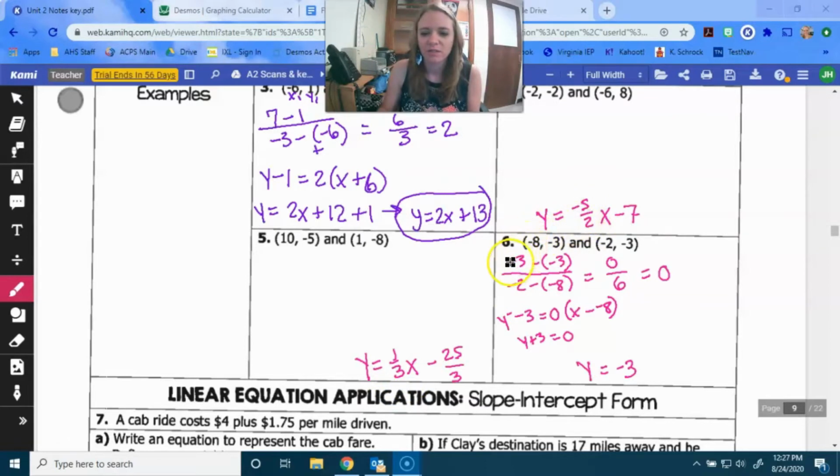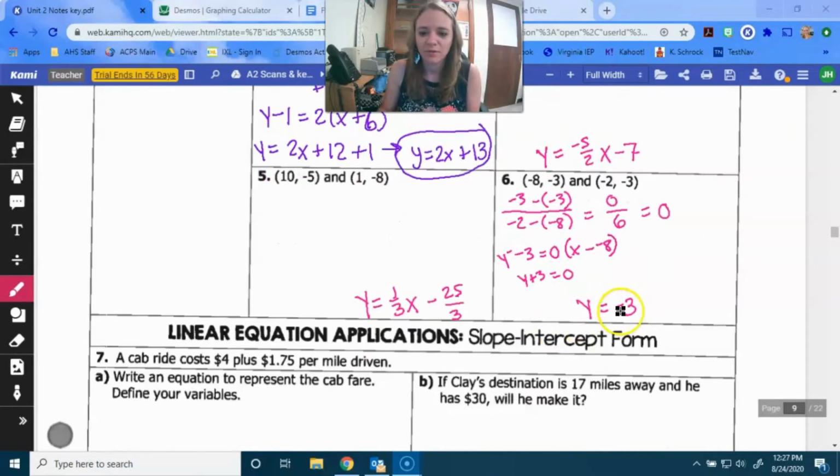And then number 6 came out a little bit different. The slope came out to 0. You plug a 0 in for slope and then a point into x1, y1. You get this. Y plus 3 equals 0, giving you just y equals -3. So that was a horizontal line through -3.